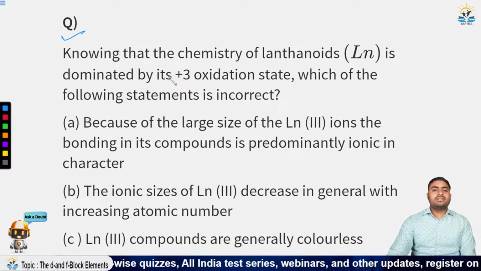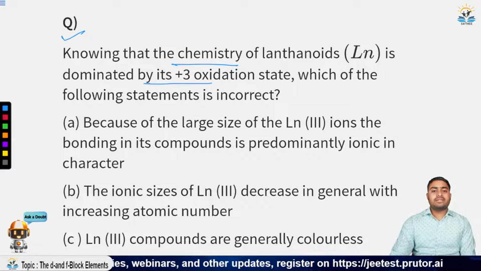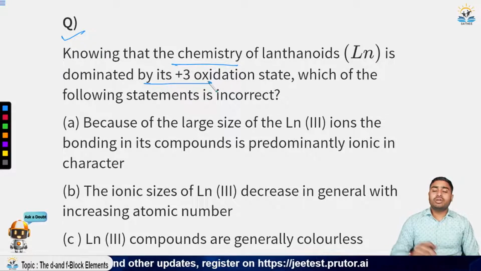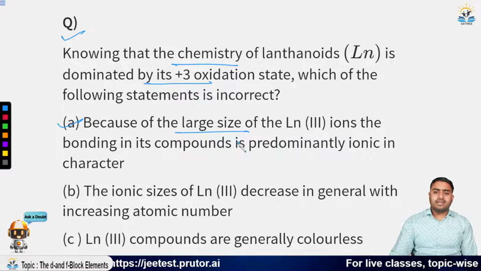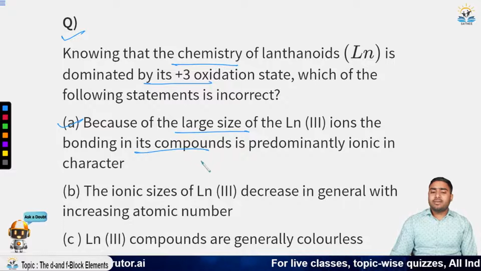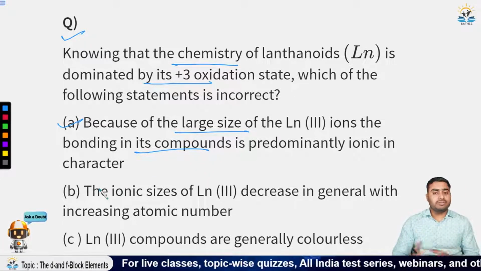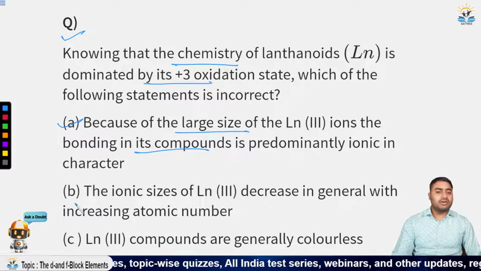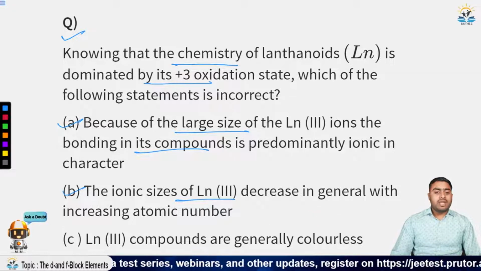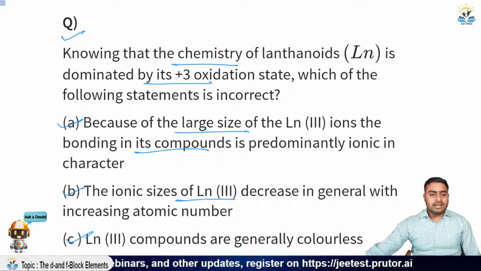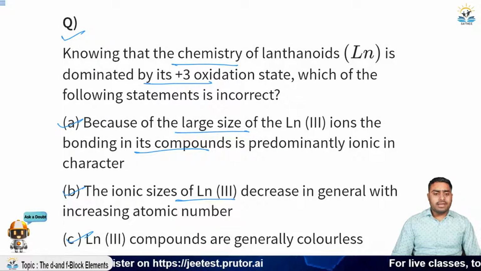Next question you have to practice. Knowing that the chemistry of lanthanoids (Ln) is dominated by its +3 oxidation state, which of the following statements is incorrect? Part A: because of the large size of the Ln3+ ions, the bonding in its compounds is predominantly ionic in character. So you have to use the concepts that we have covered today and practice these questions. You will get your answers. The ionic size of Ln3+ decreases in general with increasing atomic number. Ln3+ compounds are generally colorless, and the next one, Ln(OH)3 are mainly basic in character.